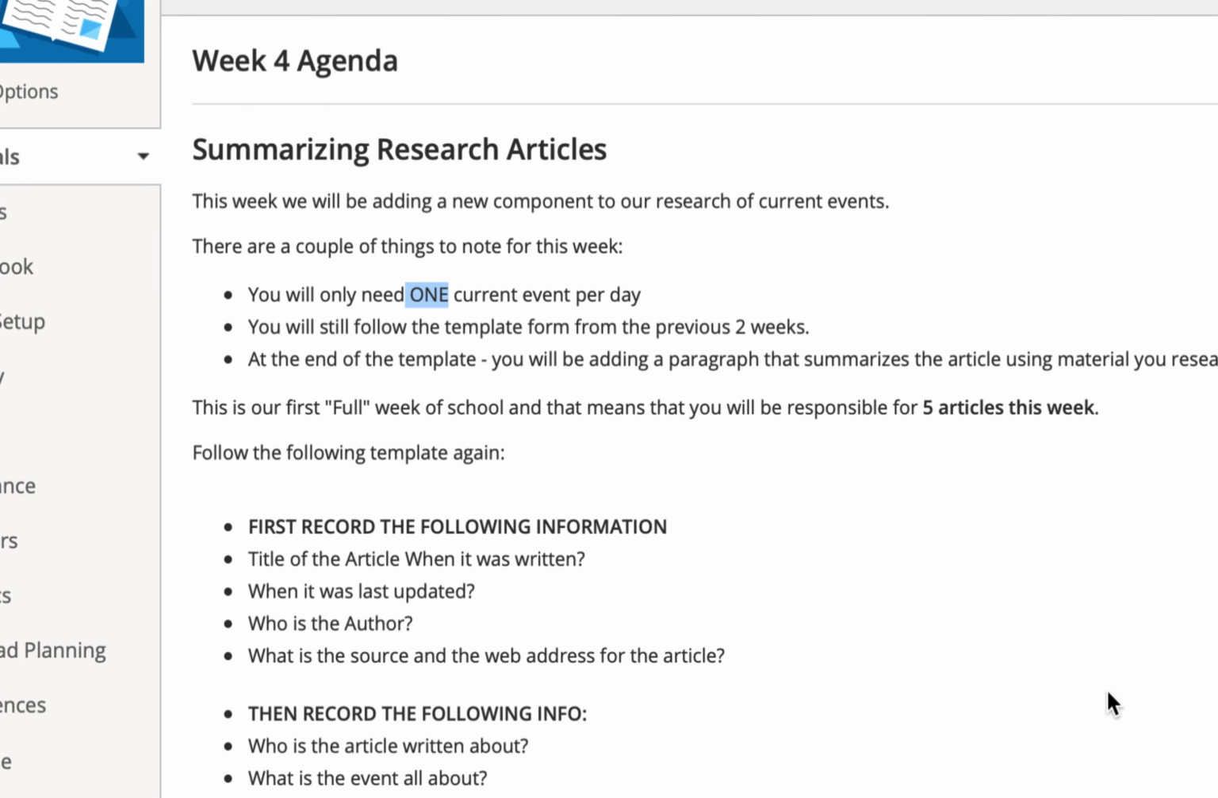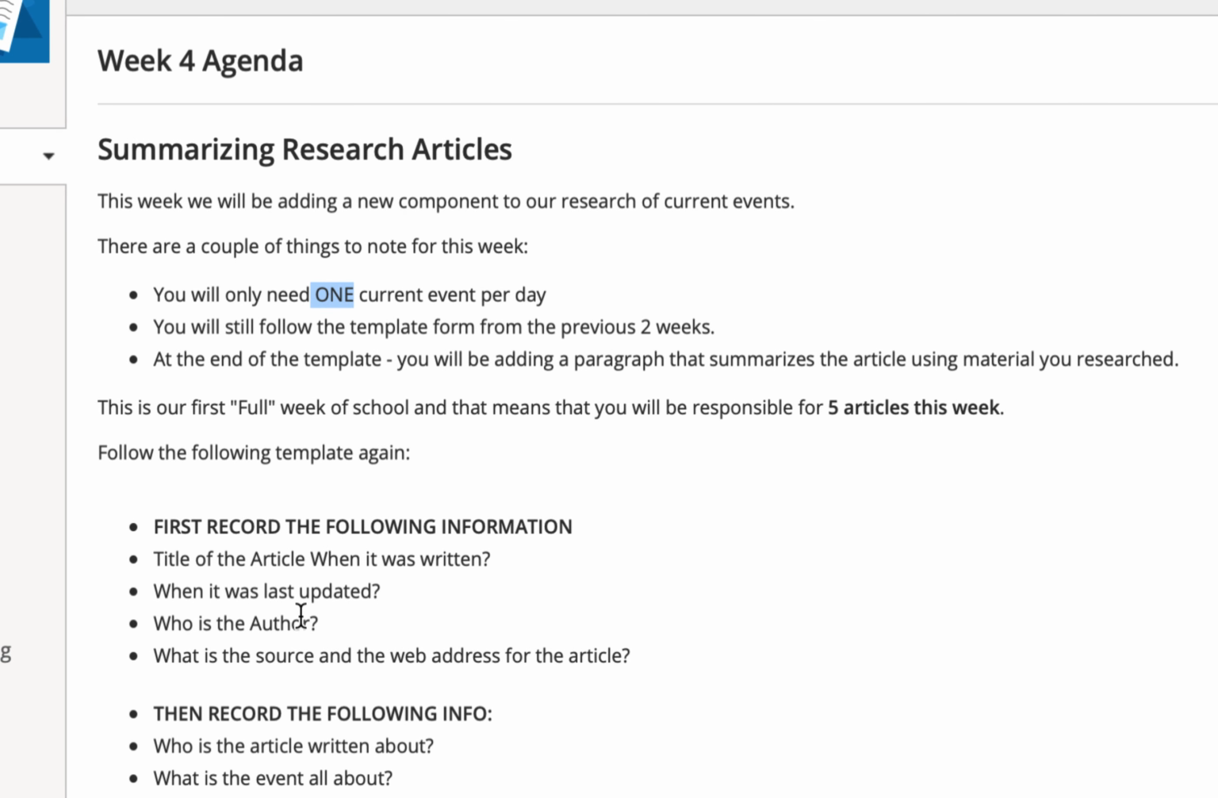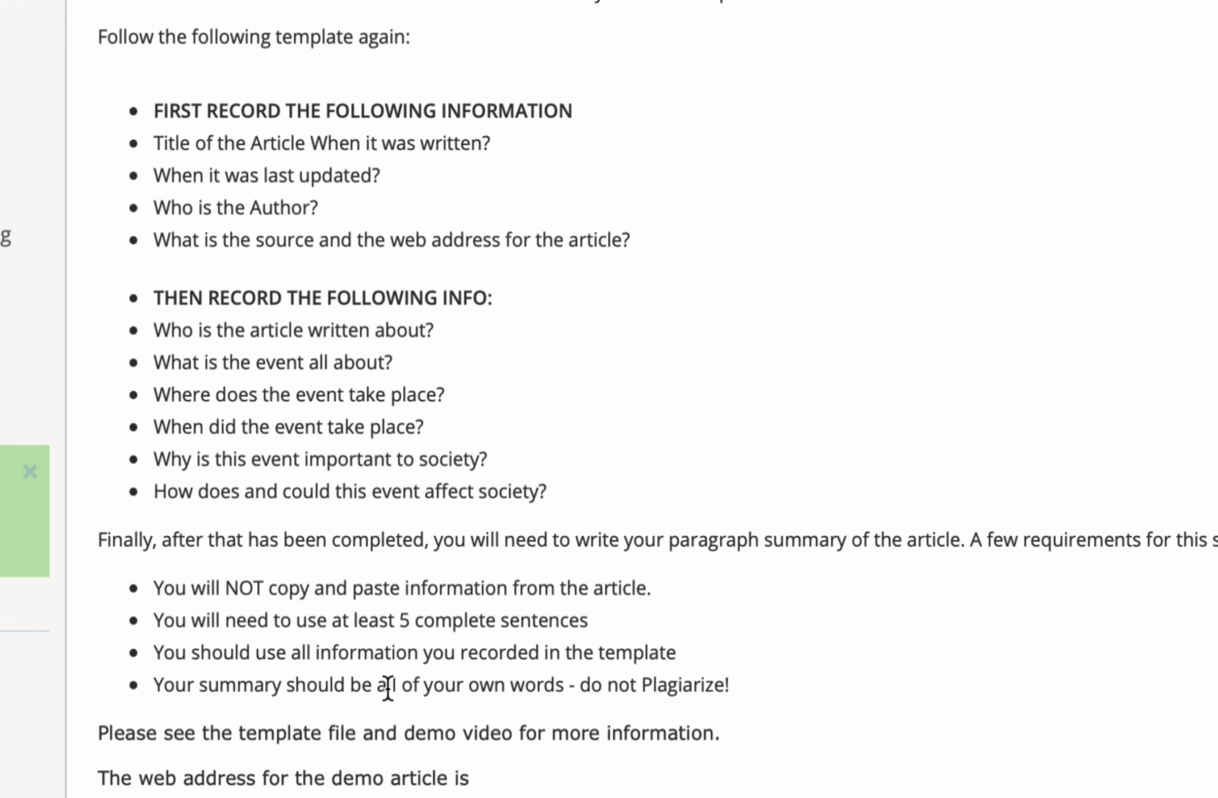We're still going to follow the same template. So it's going to do the title of the article, when it was last updated, who the article was written by, or who is the author of the article, what is the source and the web address for the article, and then you're going to do these things right here.